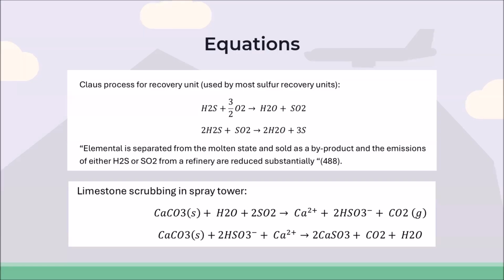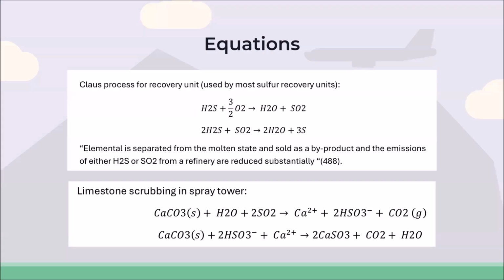It mixes with oxygen to create water and sulfur dioxide, and then it mixes more with hydrogen sulfide, and the hydrogen sulfide mixes with sulfur dioxide. It actually creates water and elemental sulfur, and that's beneficial because if you create elemental sulfur, it's separated from the molten state and sold as a byproduct. As you can see in this quote, it will actually better reduce the amount of hydrogen sulfide and sulfur dioxide that is produced from the emissions, and that is from the textbook.